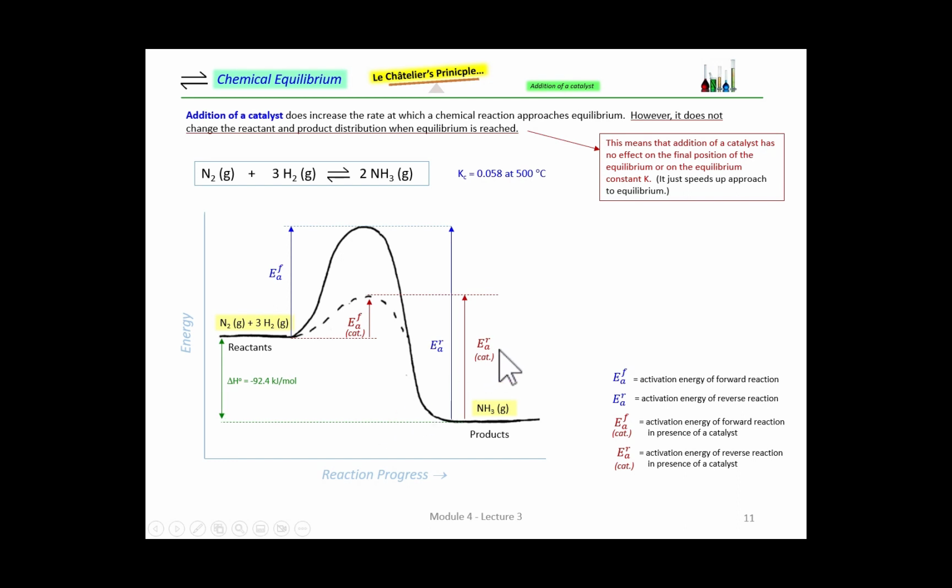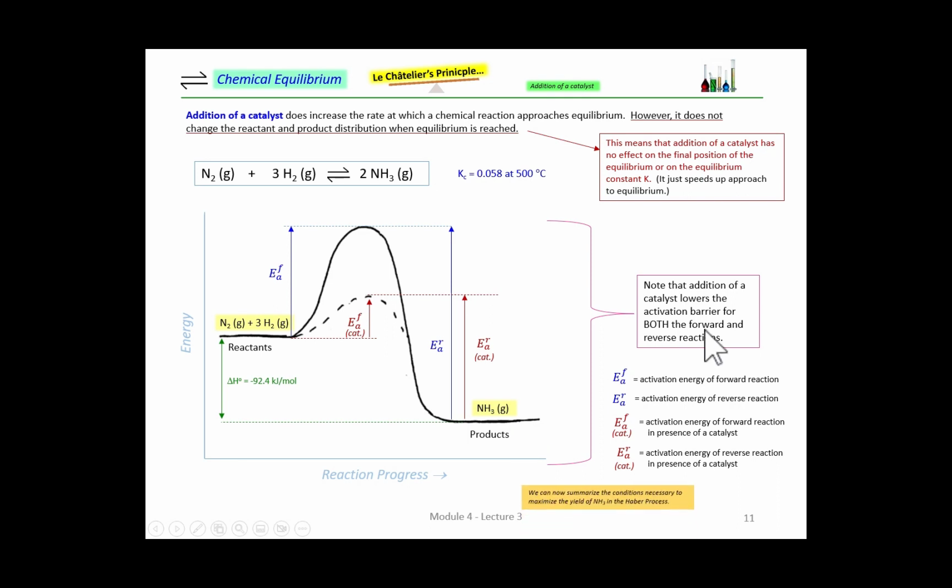We'll talk more about that in a later module. Again, note that the addition of a catalyst lowers the activation energy for both the forward and the reverse reactions, which means the reaction reaches equilibrium faster, but the position of that equilibrium, which again we said is related to this energy drop from reactants to products, is unchanged.